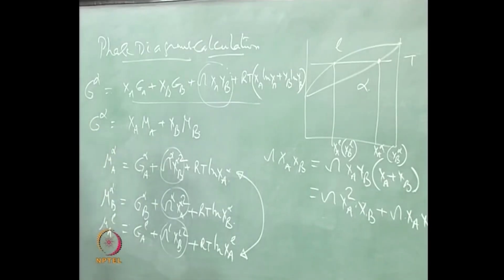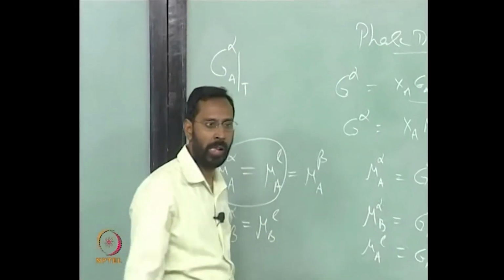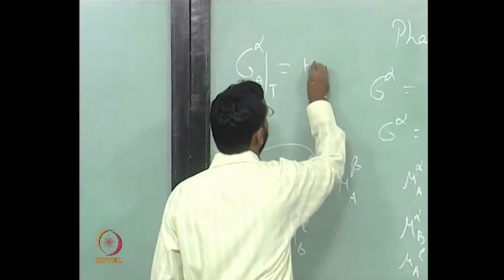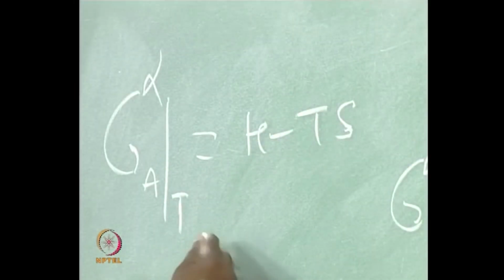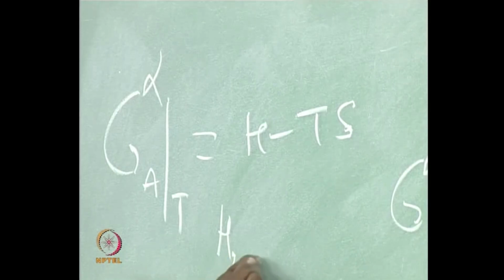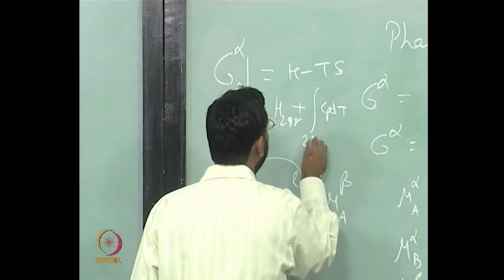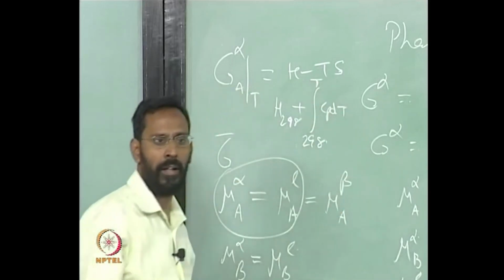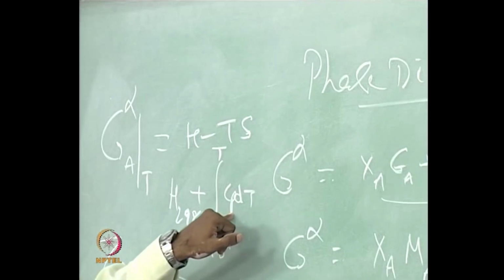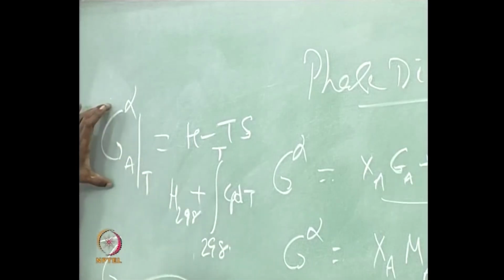How do I find out the pure metal values? How will I get Ga alpha at temperature T? H minus Ts simply, and H minus Ts also can be written as H at 298 plus integral Cp dT from 298 to T. So what I need to know is simply Cp. If I know the Cp, I can find out the Ga, similarly the Ts. So I can actually calculate the Ga, but there again the problem comes into the picture.